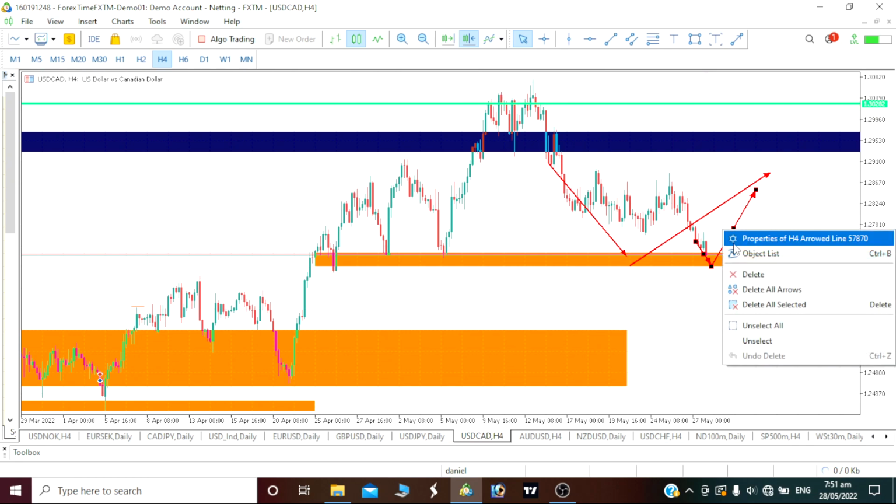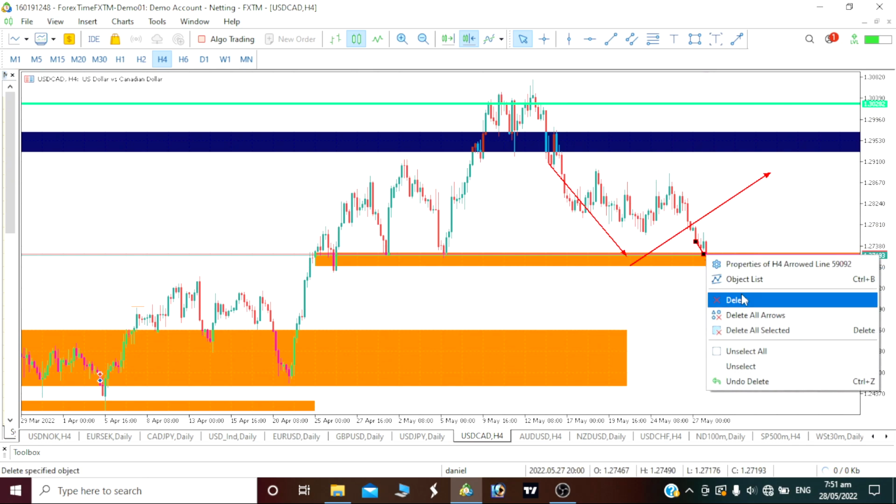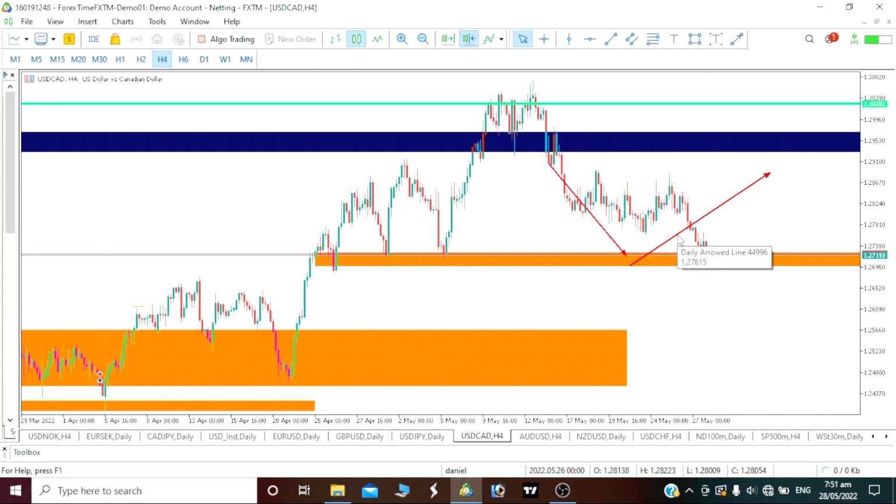So as you can see, we're going bullish for this week on our USD/CAD.